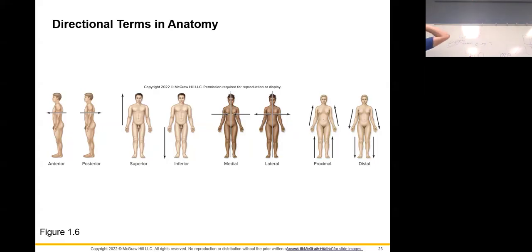Okay, so we're going to use proximal and distal for the limbs. Proximal is just simply going to mean that it is closer to the joint. So in case of the arm, that it's going to be closer to the shoulder. Distal is going to mean that it's further away.